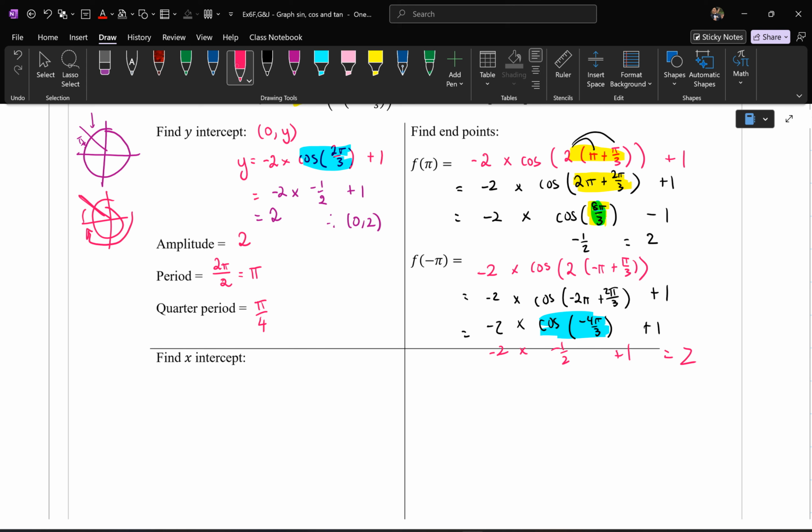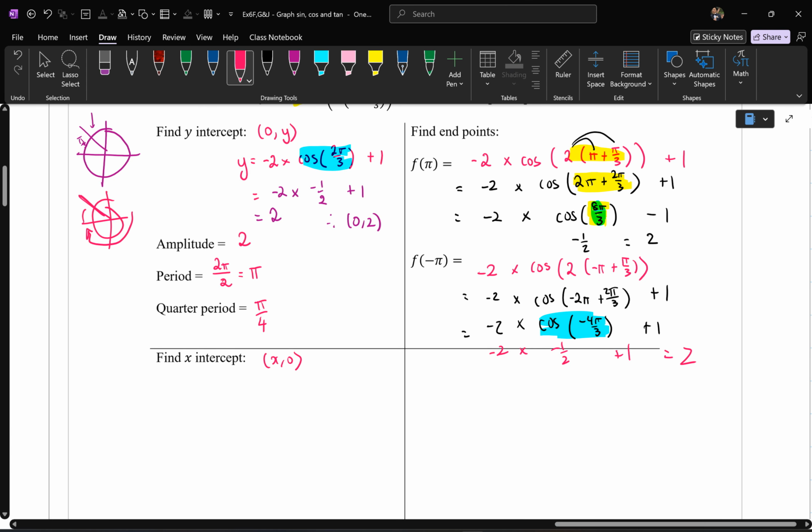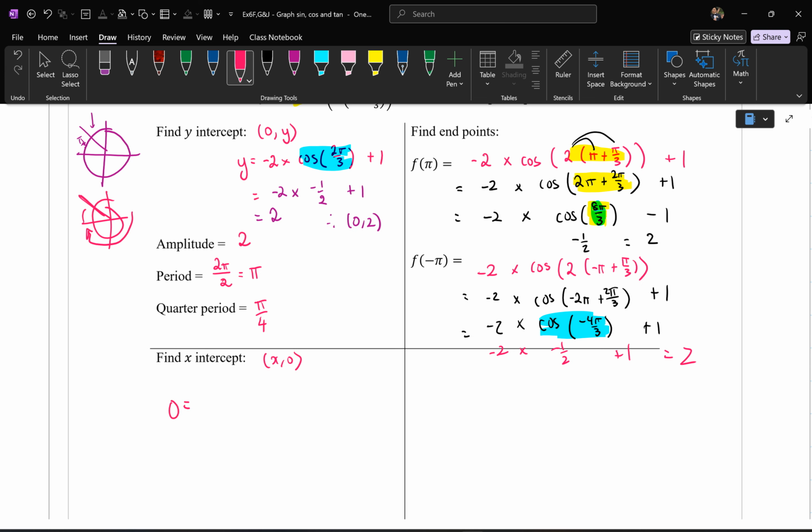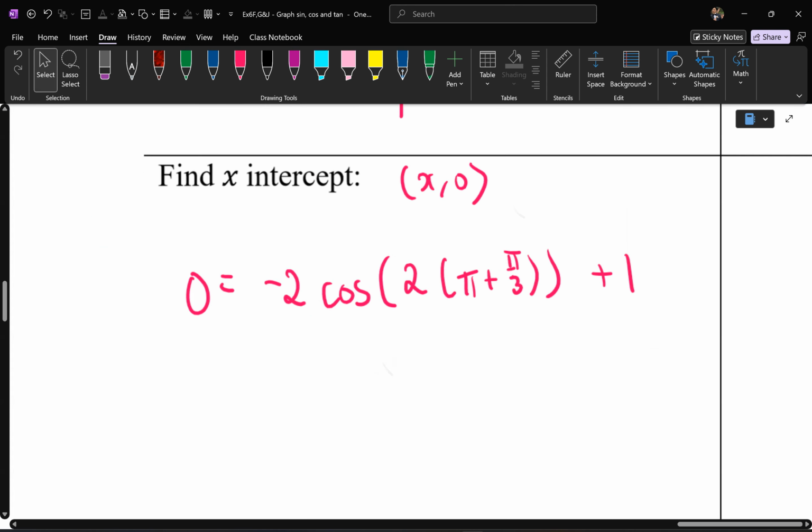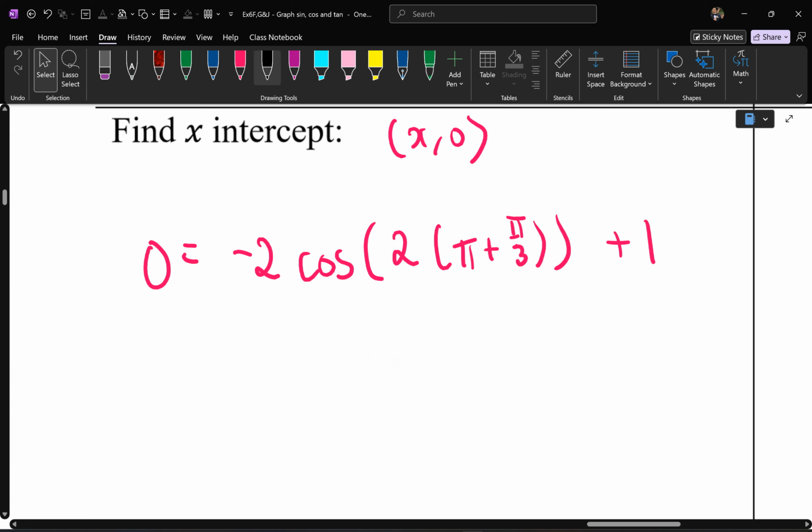Here we go. X-intercept occurs when y is equal to 0. So I'm asking you to solve 0 is equal to negative 2 cos of 2 bracket x plus pi on 3, close brackets, plus 1. Okay, so for those who haven't done it, I think it's 6D or 6E, one of the two. 6E probably. Here we go, let's do this.